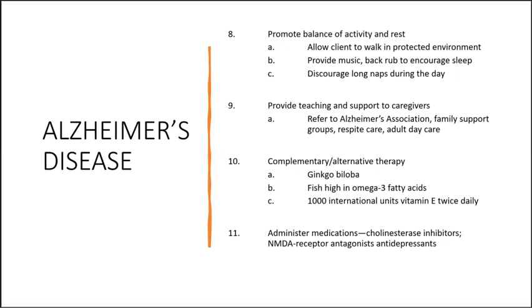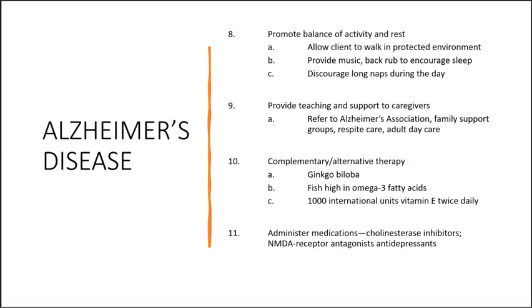You could always refer to the Alzheimer's Association, to family support groups, respite care, adult daycare. So you want to provide that support to caregivers. Again, complementary or alternative therapies would also help, like administering ginkgo biloba, which has many health benefits and is often used to treat mental health conditions, particularly Alzheimer's disease and fatigue. You could also give fish high in omega-3 fatty acids and also 1,000 international units of vitamin E twice daily to help with the memory loss.